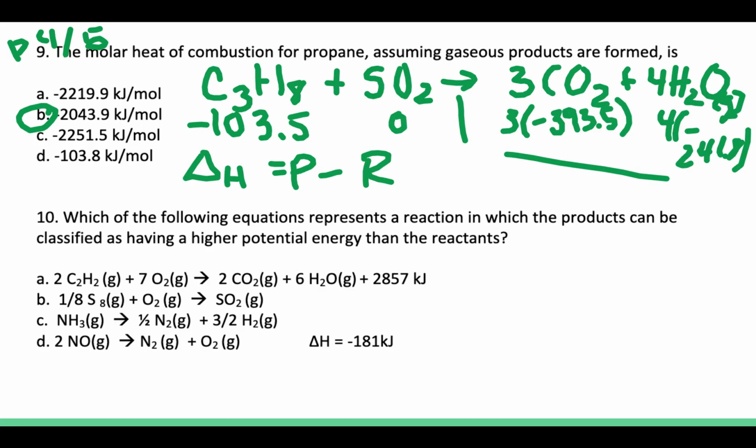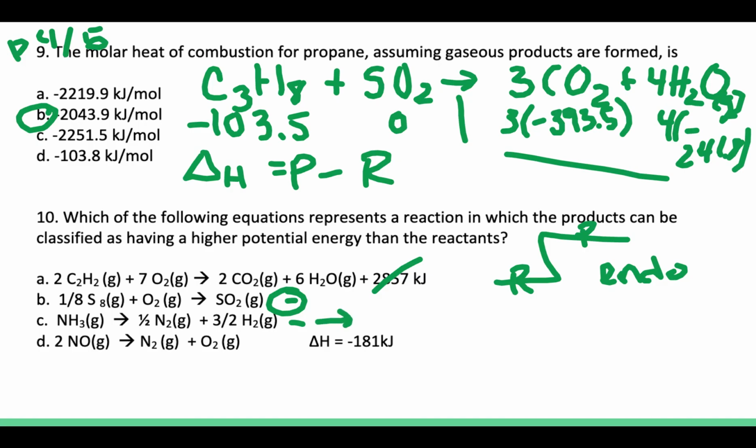Now, this next one: which of the following reactions represents a reaction in which the products can be classified as having a higher potential energy than the reactants? So if we drew out a potential energy diagram, if your products are higher than your reactants, you're looking for an endothermic reaction. So A can't be it because it's exo. B is showing heat of formation of SO2, and if you take a look at your data booklet, that will be a negative value. C is showing ammonia decomposing. If you take a look at your data booklet for formation, it's a negative value, but if it's decomposition, it would be positive. So the answer is C, and the last one we rule out because it's negative.